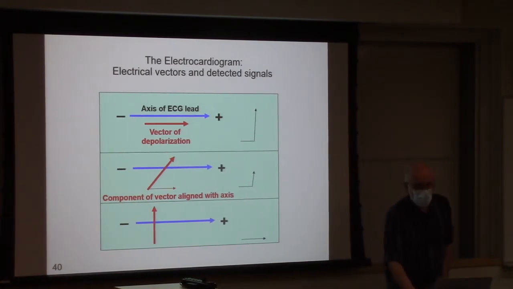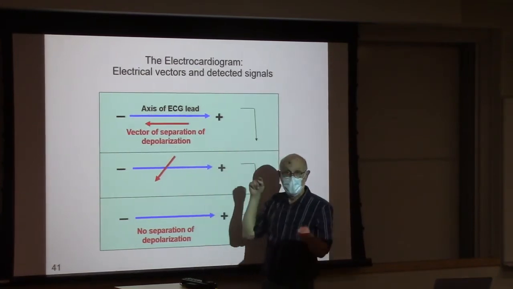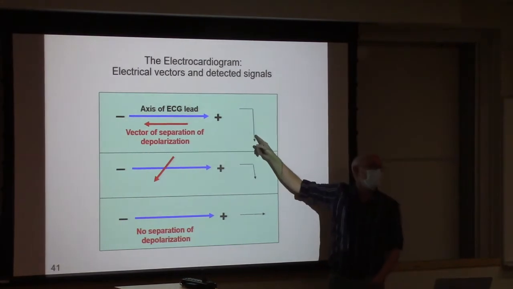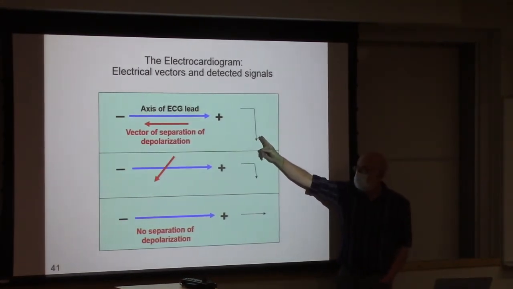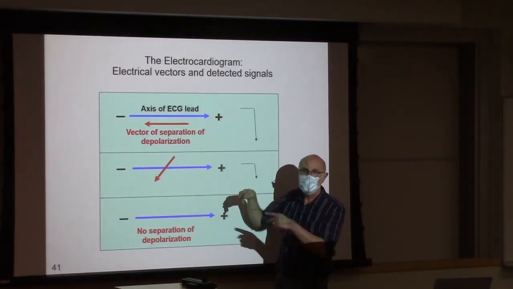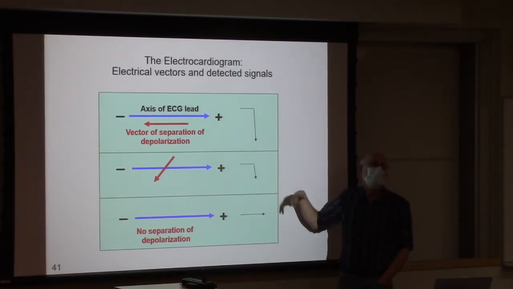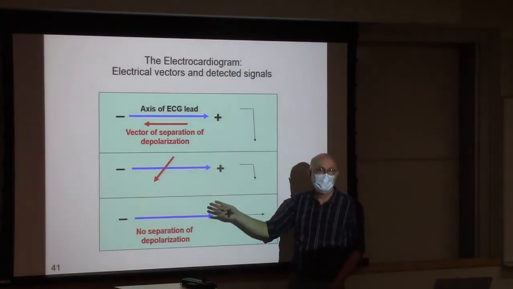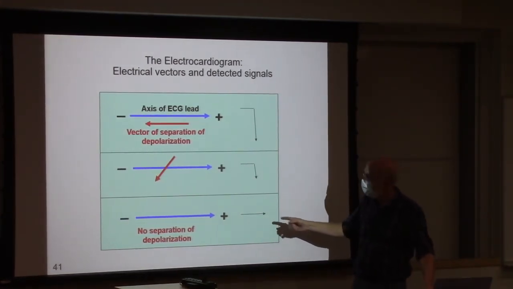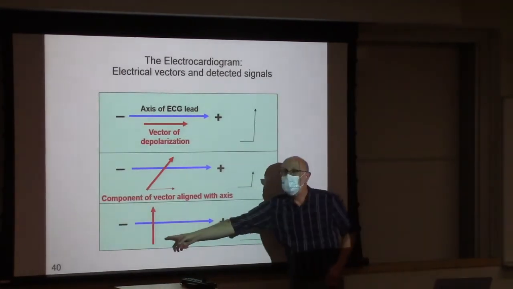Okay? So if the vector is opposite, anti-parallel to the direction of the lead, we get a negative signal. If the vector is oblique, but sort of negative, we get a smaller negative signal. And of course, if there's no signal, there's nothing detected. But you notice there's two ways to get nothing detected. Either no signal or a perpendicular signal.